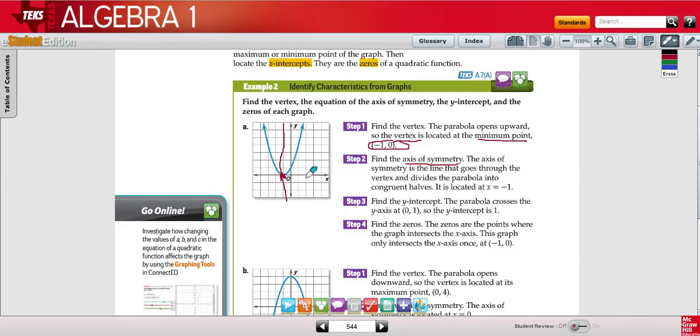So where is this line located? This line is located at x equals -1. That is the equation for our line of the axis of symmetry. So next to step 2, you write axis of symmetry and write x equals -1.